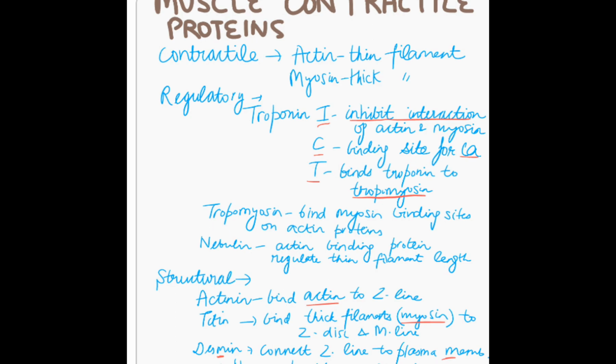Troponin is of three types. Troponin I is for inhibition of interaction of actin and myosin. So I is inhibiting the interaction between actin and myosin. C has the binding site for calcium, and T binds the troponin to tropomyosin. Then tropomyosin is binding the myosin binding sites. Tropomyosin is present on the myosin binding sites on actin proteins, and these are preventing the interaction.